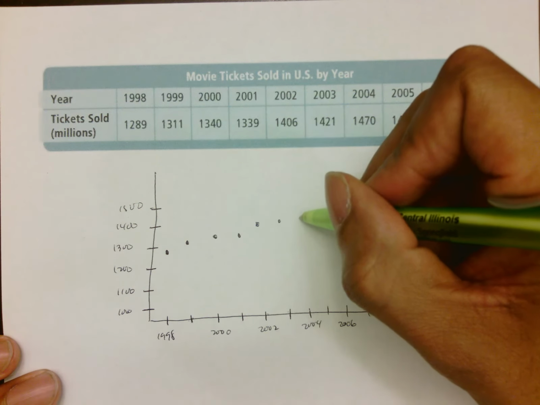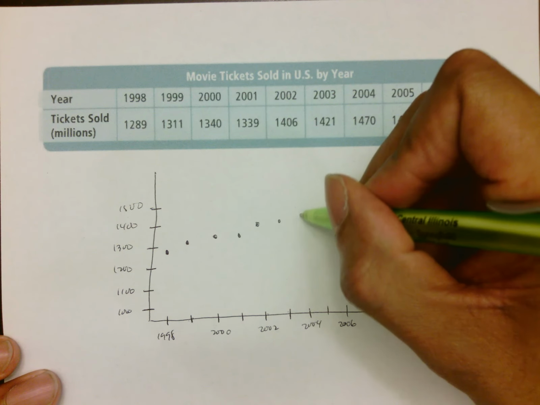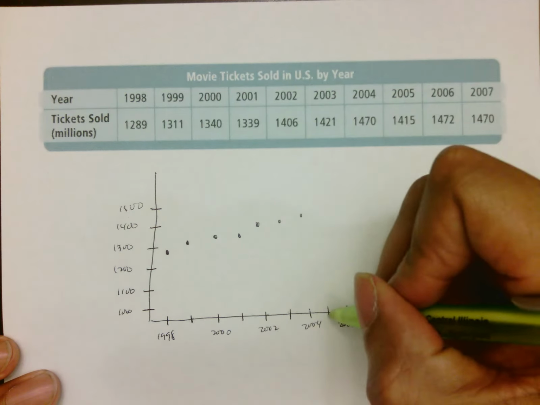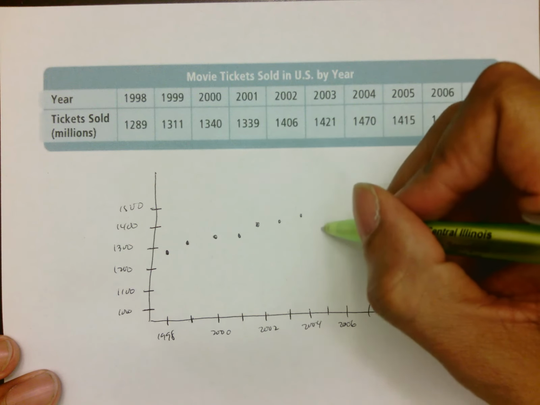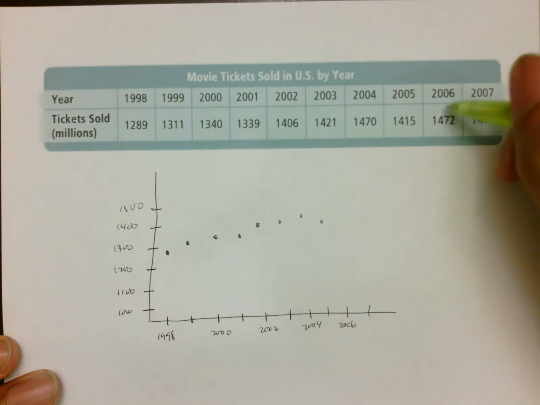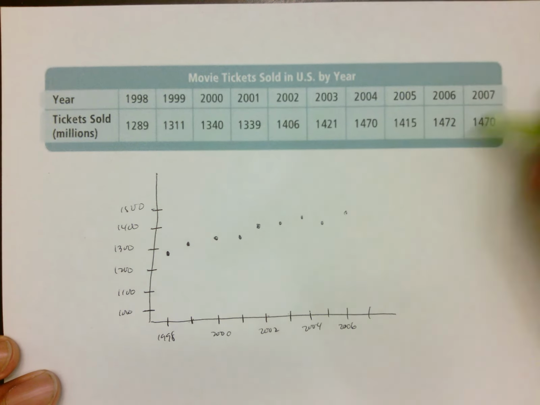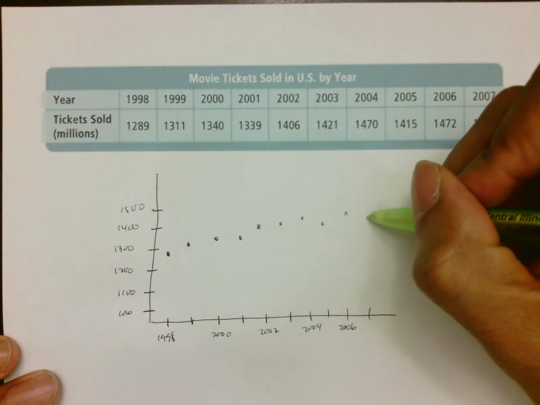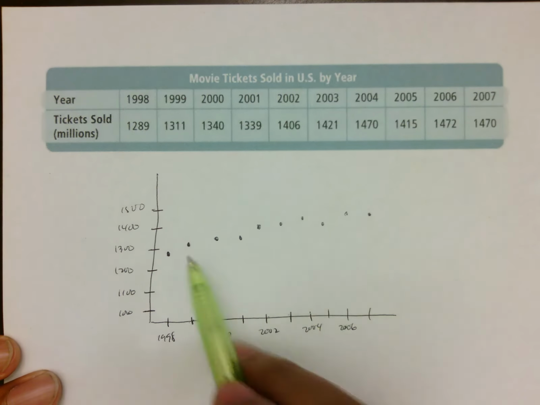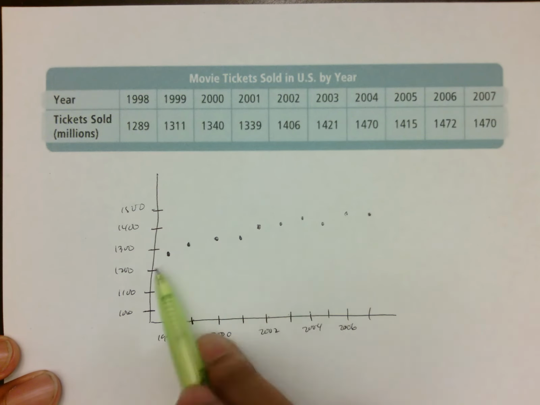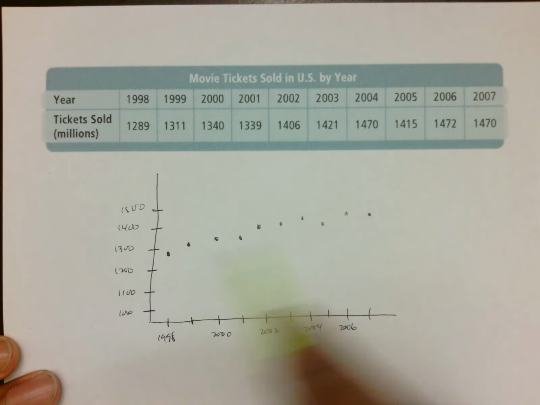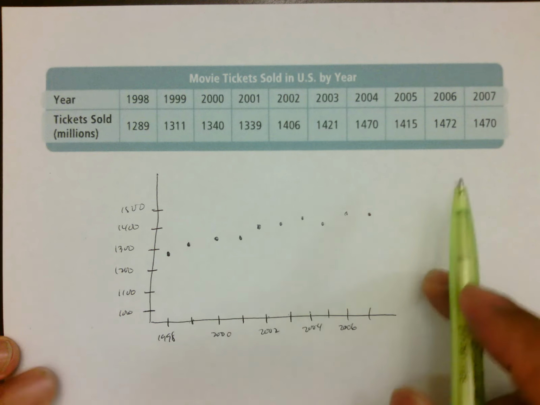2003 is 1421, which is slightly higher than that, but again, not a lot. 2004 is 1470, which is higher than that. 2005 is 1415, which again is lower. It's going to be down here somewhere. 2006 is 1472, which is again higher than that. And then 2007 is 1470, which is again right around that range. Now you could say this has a positive trend, but you notice at the end it kind of flattens out. But again, it has more of a positive trend going on than anything else.